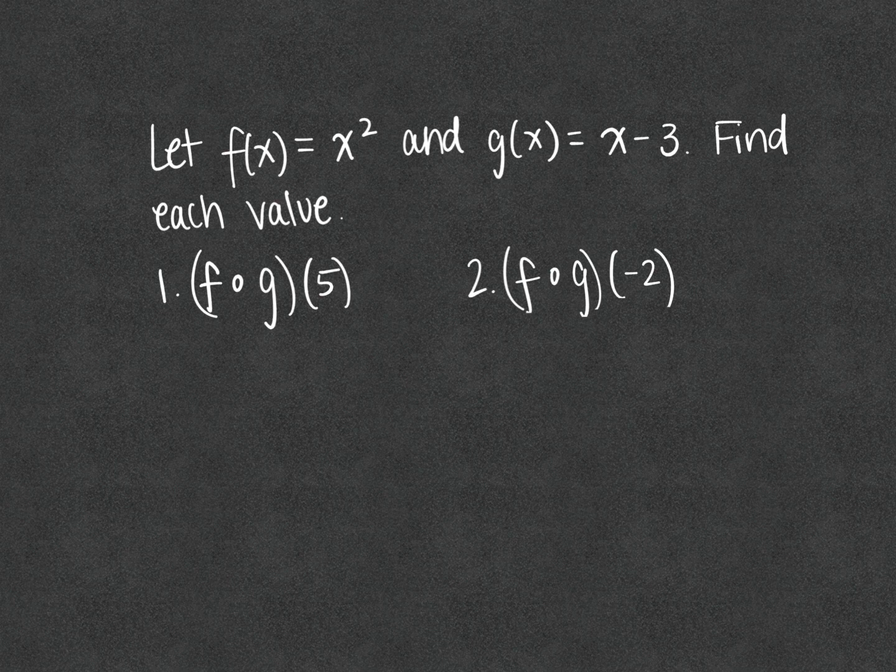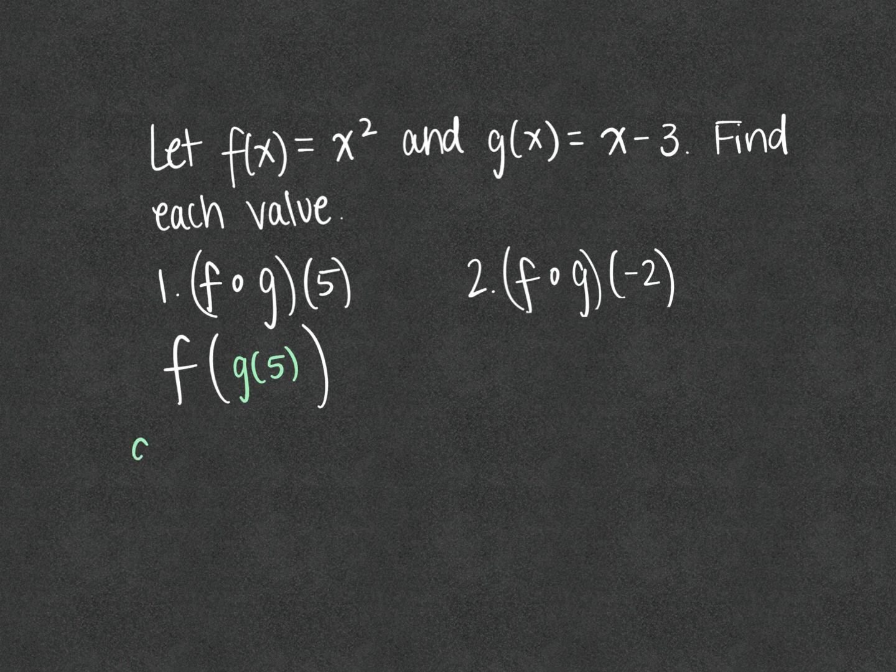This problem says let f of x equal x squared and g of x equal x minus 3, and we're to find each value. Number 1 says f of g of 5. So that means that 5 has to go into g of x first and then into f of x. So we're going to figure out what g of 5 is first, and then we can put that into the function for f of x.